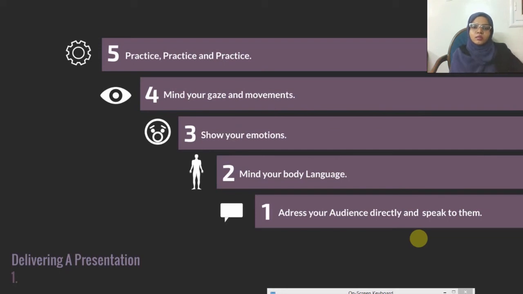Okay, your movement should not be excessive, and you should not stand still in a frozen position. You should make sure that you move in a triangle. So you stand here, you say something, you move forward, you say the next thing, and you come back, calmly, without causing any distraction to the audience.